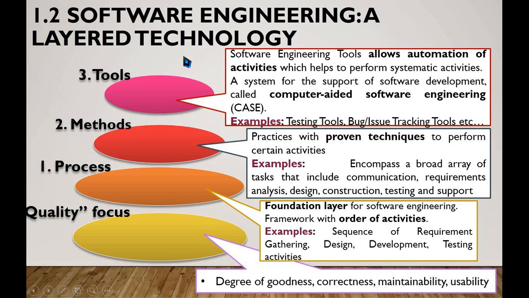So this is the main layered technology, meaning for achieving quality of our product we will use process, methods and tools. So this is software engineering as a layered technology.